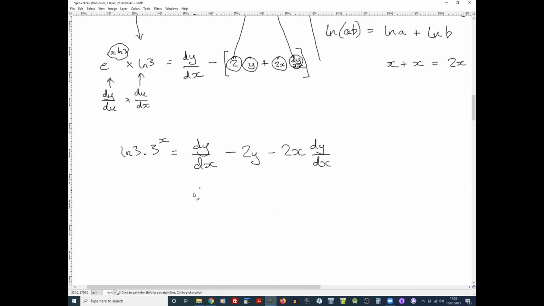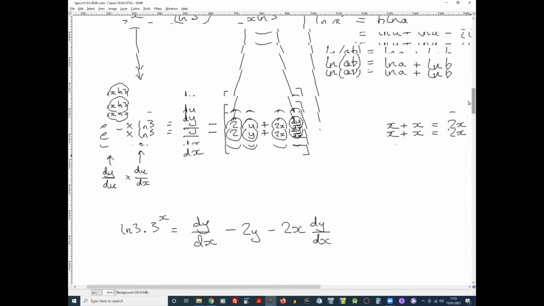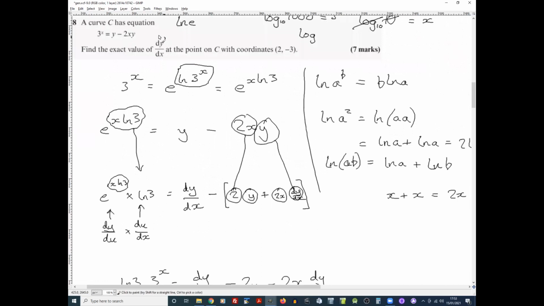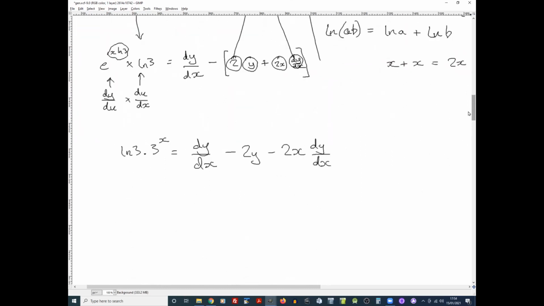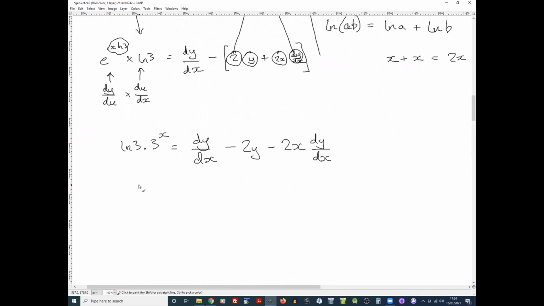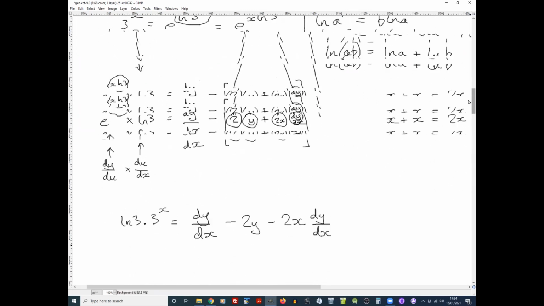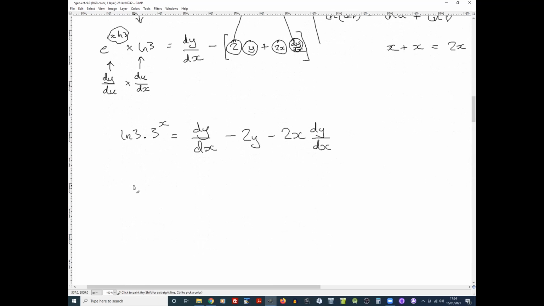So what's the next line? What was the actual question? It was just find dy dx. So we get all the dy dx terms on one side. So we add 2y to the left side. Plus 2y. This one should be a bit easier.